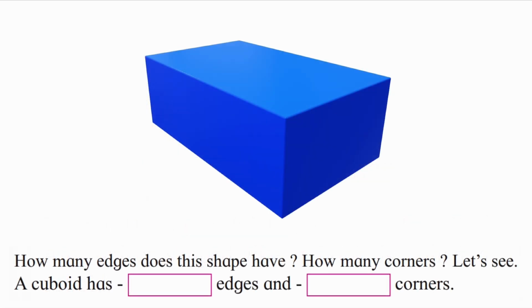How many edges does this shape have? Please observe this shape or the cuboid very carefully. How many corners? Let's see. A cuboid has how many edges, beta? 1, 2, 3, 4, 5, 6, 7. Okay. So we will count it like this. 1, 2, 3, 4, 5, 6, 7 and 8 is on that side. Okay, 8 and 9, 10 and 11 on that side and 12 on that side. We cannot see it. It is like this. Okay, my dear students.